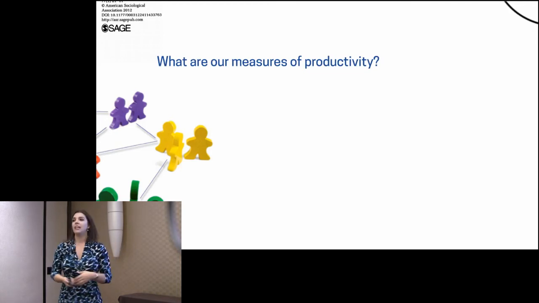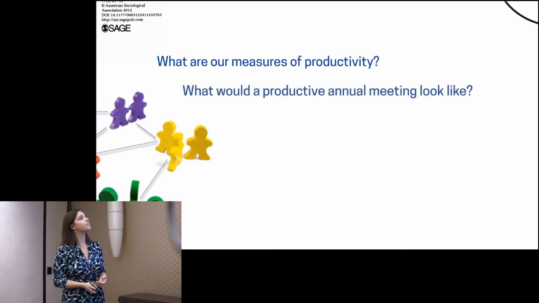So this might be something like, what are our measures of productivity? Is it what the NSF tells us we should report every year? Or in addition to that, do we create our own measures that we decide on as a network or as a group? What would a productive annual meeting look like? I actually use this question in interviews for a grant group that I'm working with now, and it reshaped how they approached their annual meeting.